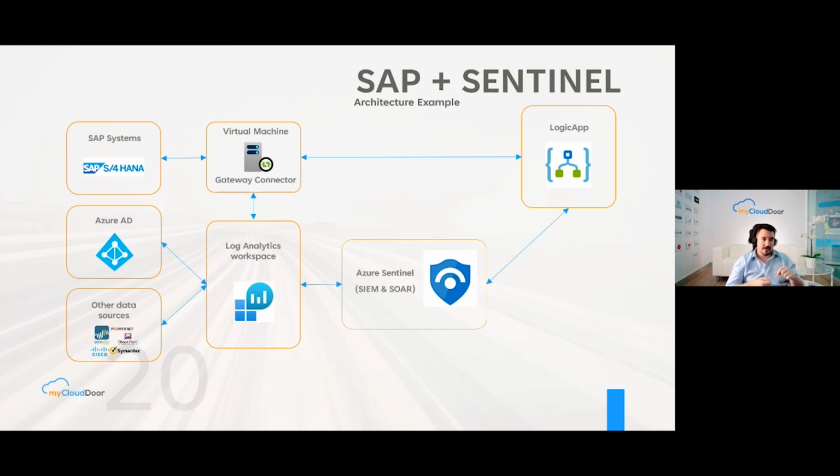Of course, in this diagram you have the connector for SAP solutions, for Azure AD, and for Cisco, Palo Alto, and other kinds of services. The main thing here is that you can collect all these logs and events, create a correlation, and detect some behavior that you're not expecting in your environment.